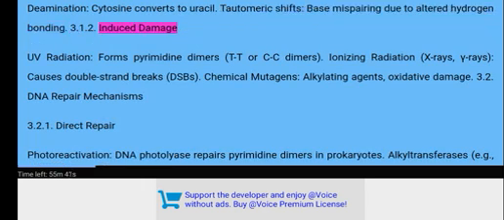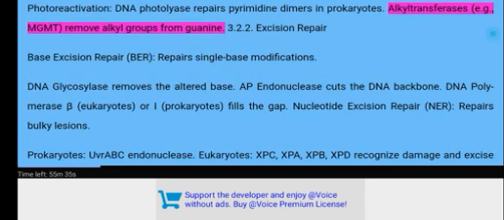3.1.2. Induced damage. UV radiation forms pyrimidine dimers, TT or CC dimers. Ionizing radiation, X-rays, gamma rays, causes double-strand breaks, DSBs. Chemical mutagens, alkylating agents, oxidative damage. 3.2. DNA repair mechanisms. 3.2.1. Direct repair. Photoreactivation, DNA photolyase repairs pyrimidine dimers in prokaryotes. Alkyltransferases, e.g., MGMT, remove alkyl groups from guanine.